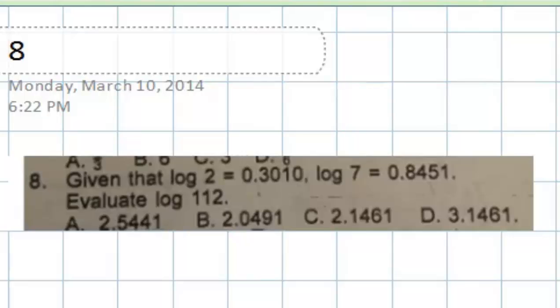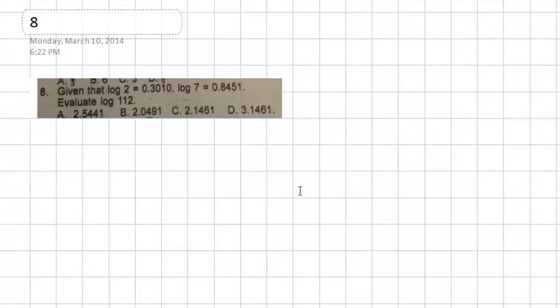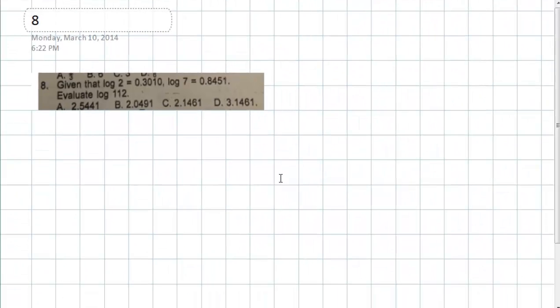So here we have question 8, and it says, given that log of 2 is 0.3010 and log of 7 is 0.8451, evaluate the log of 112. When you first look at this, you might feel a little bit lost because you wonder how you're supposed to use what they gave you to arrive at what they want. But basically, it's just going to be a matter of working with the rules of logs.